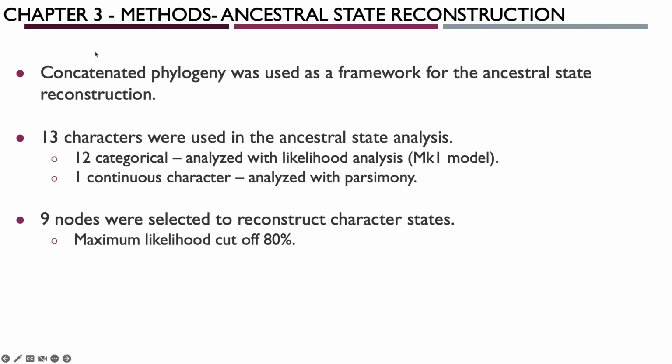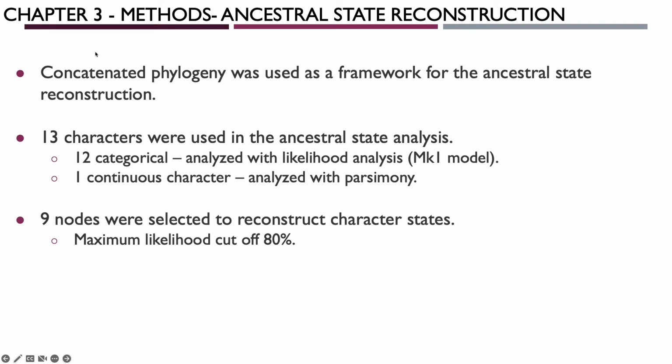So we use the concatenated phylogeny as a framework for this test, with 13 characters being analyzed. 12 of those were analyzed using a categorical, either present or absent, option using the MK1 model in Mesquite, and then 1 continuous character, so it has many states, analyzed with a parsimony analysis in Mesquite. 9 nodes were selected to reconstruct character states.